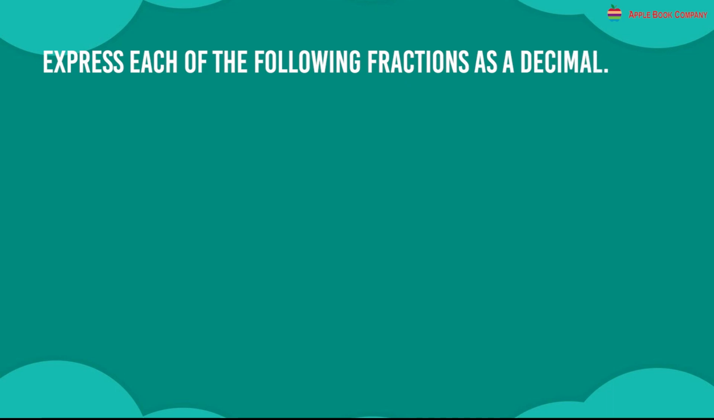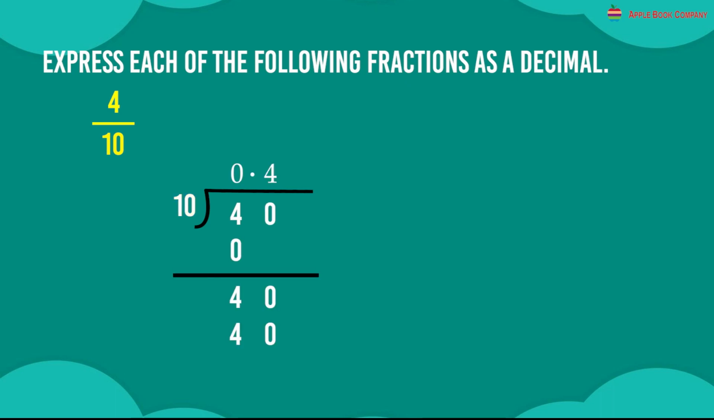Let's look at another example. Express each of the following fractions as a decimal. 4 by 10, 10 by 4. Since there is nothing, we take a dot and 0. 10/4 is 40 and remainder is 0. Therefore, the decimal number is 0.4.